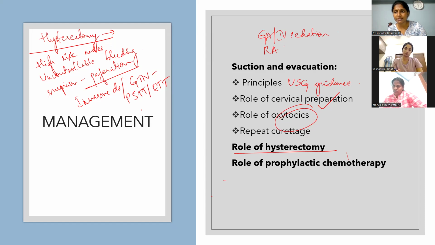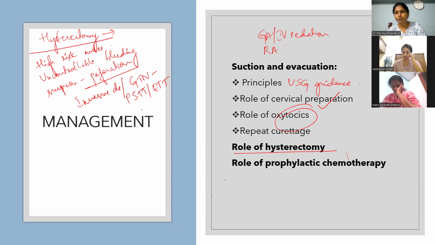So these GTNs are not sensitive to chemotherapy. So even in histopathologically proven cases of placental site trophoblastic tumor or epithelioid trophoblastic tumor, you have to go ahead with hysterectomy. So high risk moles, uncontrollable bleeding, any suspicion of perforation, and any invasive disease such as persistent placental site trophoblastic tumor or epithelioid trophoblastic tumor, you have to go ahead with hysterectomy.